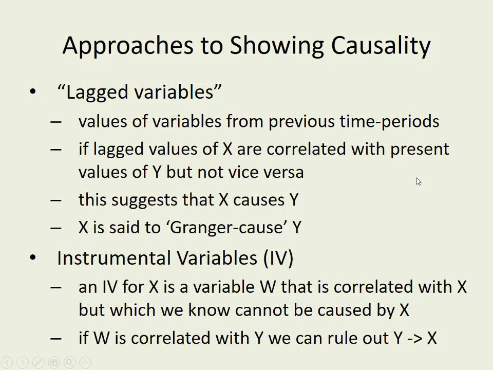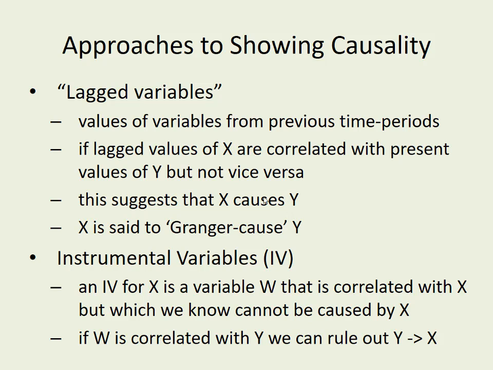So the idea of lagged variables first then. Lagged means the value of a variable from a previous time period. So if I've got poverty today, that's my variable, but if I've got poverty 3 years ago, it's a lagged variable. The idea is if the lagged values of fertilizer input are correlated with the present values of crop yield, but not the other way around, that suggests that X must be causing Y.